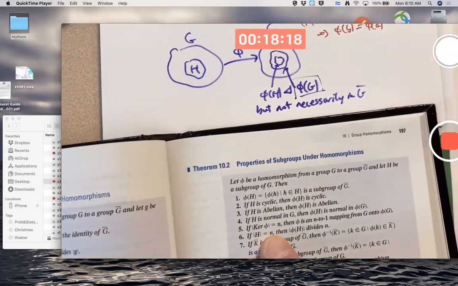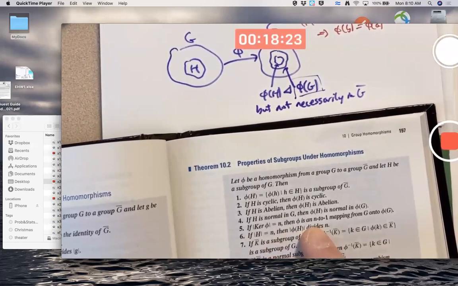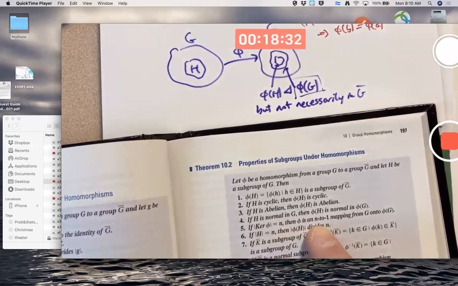The size of the kernel is a measure of how badly phi is not one-to-one, say. If the size of the kernel is 2, then phi is a 2-to-1 mapping. If the size of the kernel is 3, if its order is 3, then phi is a 3-to-1 mapping. A 2-to-1 mapping meaning every output is mapped to from 2 inputs. A 3-to-1 mapping would be every output is mapped to from 3 inputs, etc. So the kernel kind of measures how far phi is from being 1-to-1, you might say. The size of the kernel.